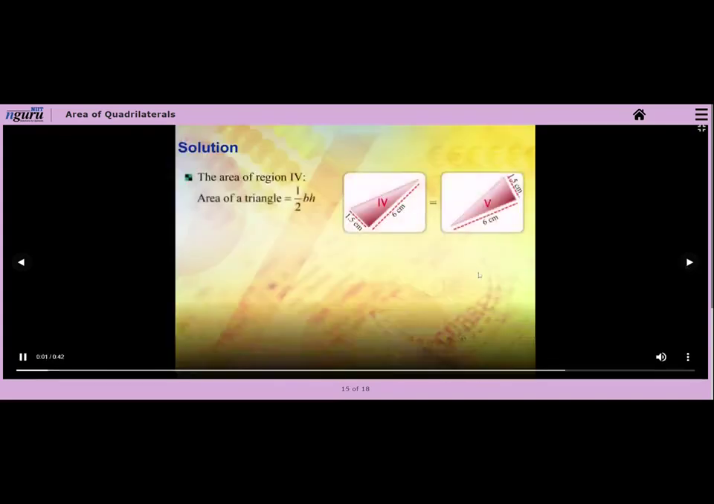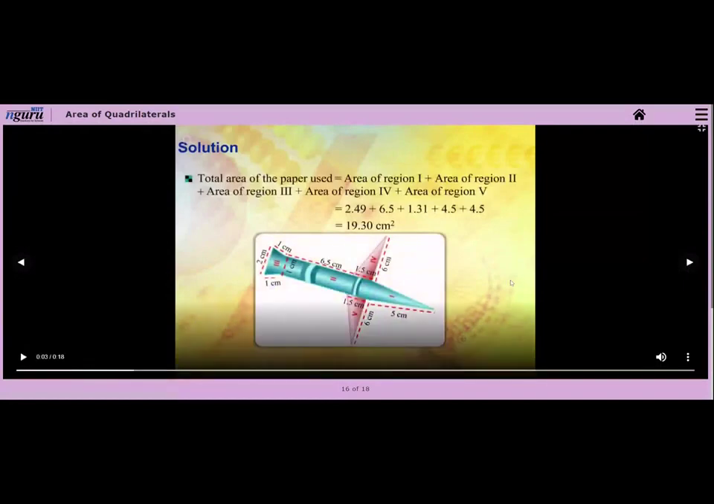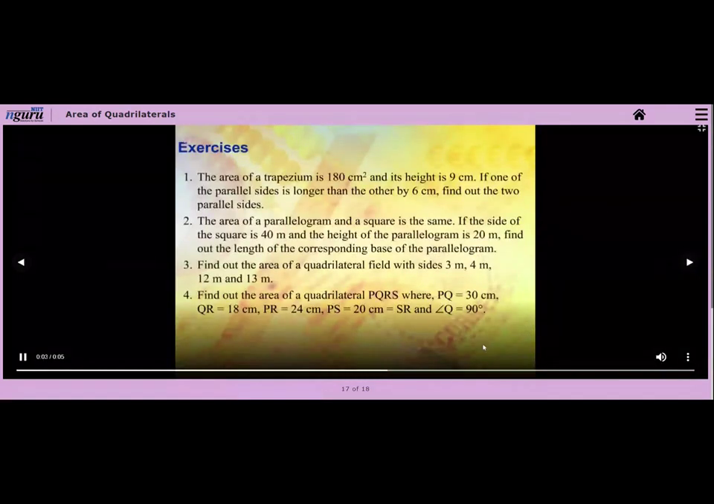trapezium. Since the wings of the airplane are triangles, why are they using half base into height here? It's a right angled triangle. Thus when you add up all the parts of the paper, you will get the total area of the paper used. Now try these questions and check the answer.